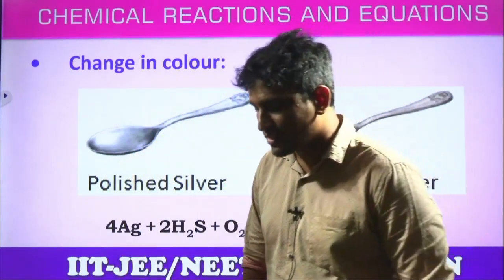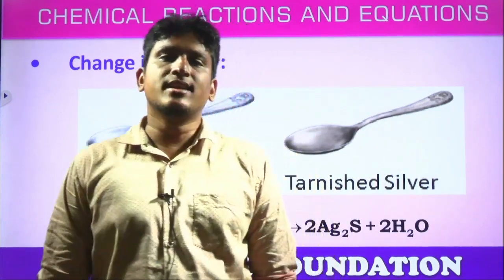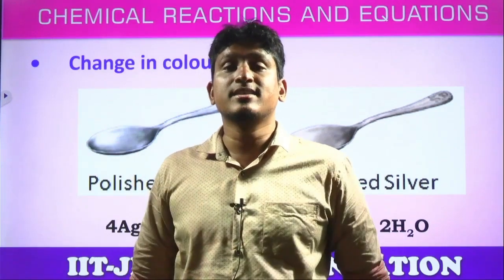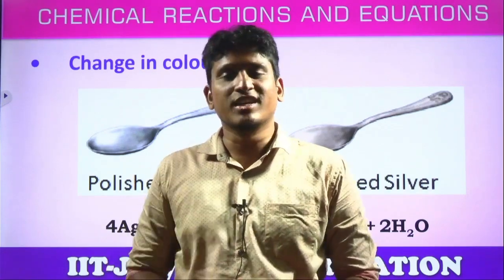For example, students, rusting of iron is the best example. Iron is a silvery metal, yes or no? If you cut the iron, you can see the inner part. It's a silvery metal. Rust, what is the color of rust? A brown coating will appear. So silver to brown color, yes or no?